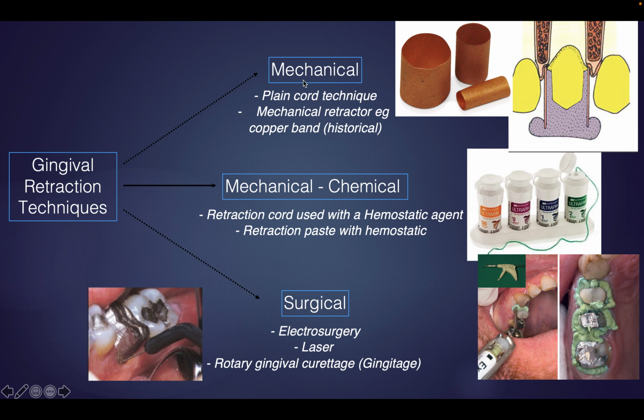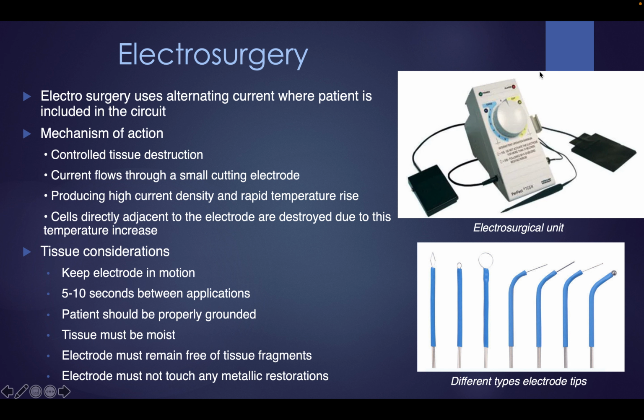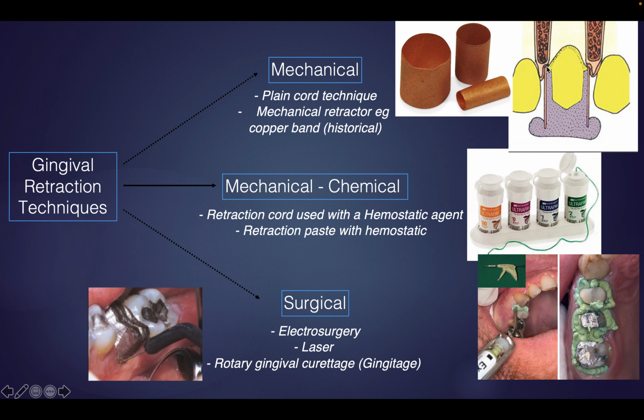What do we mean by mechanical retraction? You can use a cord only and put it in here, and you push the tissue mechanically, and that's called mechanical. It's an old, historical technique. You can use a copper band and you put it this way, which pushes away the gingiva, and you fill it with impression material.